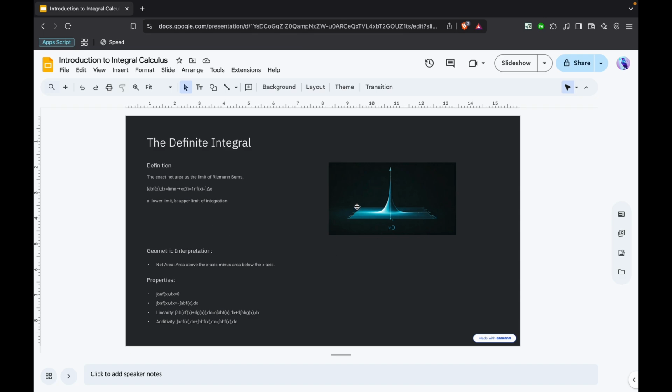So the geometric interpretation is, of course, the area above the x-axis minus the area below the x-axis, but that's basically the same thing, and the properties are pretty similar. But I'll go into this in more detail when I actually cover integrals in further detail.